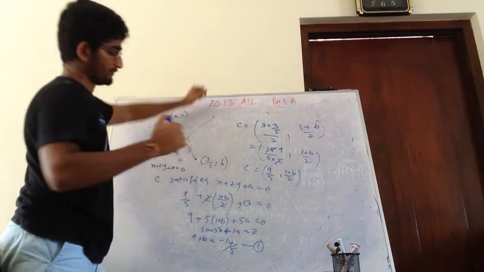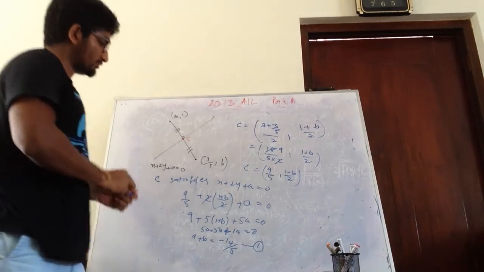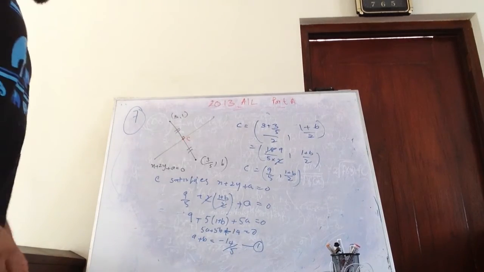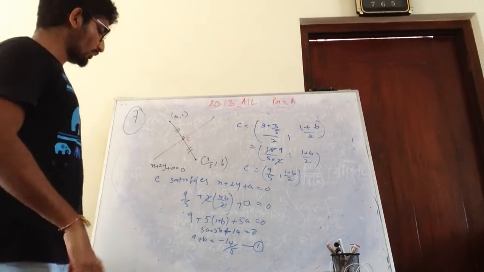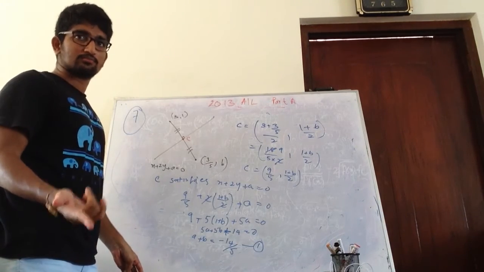This is equation number 1. Clear? Right? So write this down. Okay, so now you have one equation. There are two variables, so you need another equation. Simple as that.